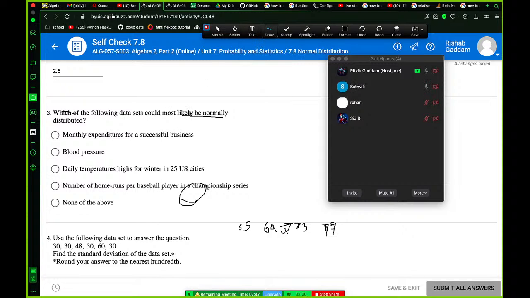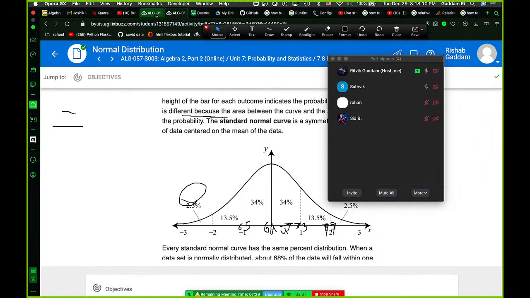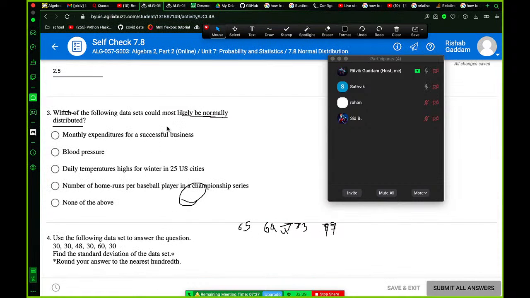What do you mean by normally distributed? So basically, normal distribution is when the population graph looks like this. Yeah, it looks something like this. This is called the bell curve.